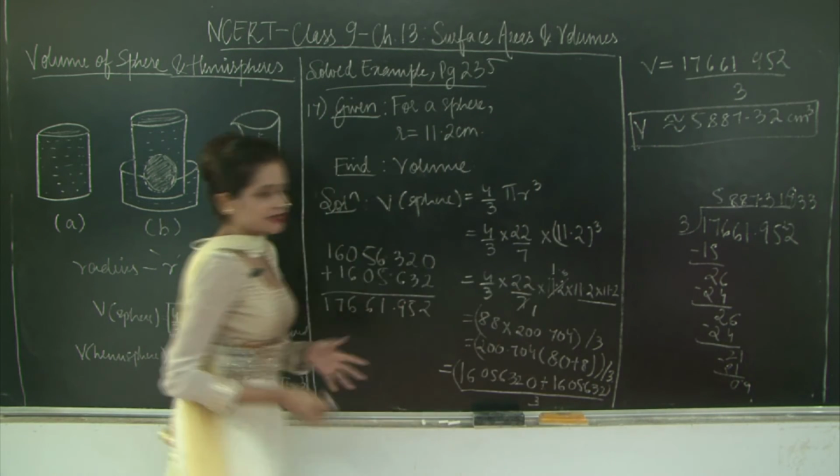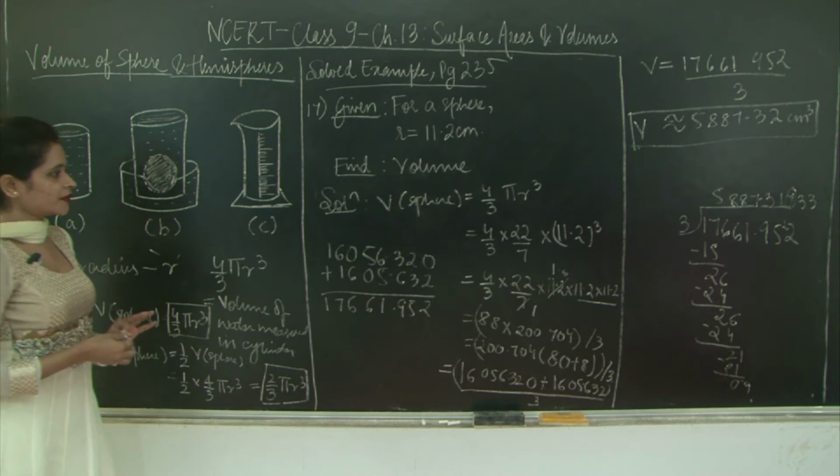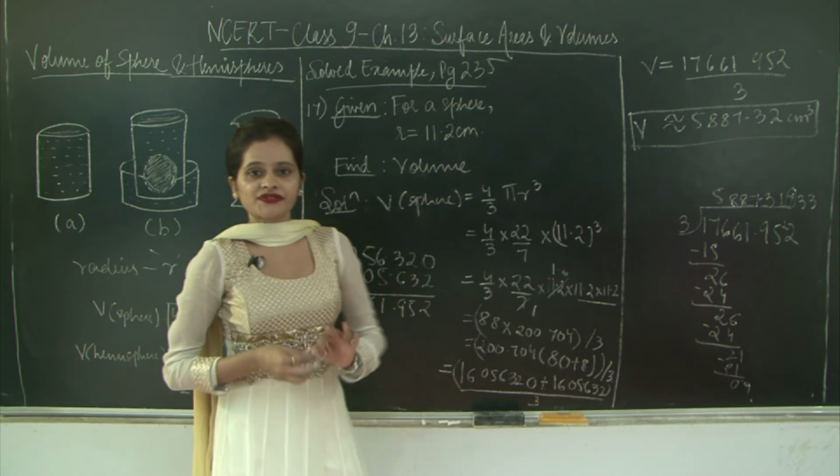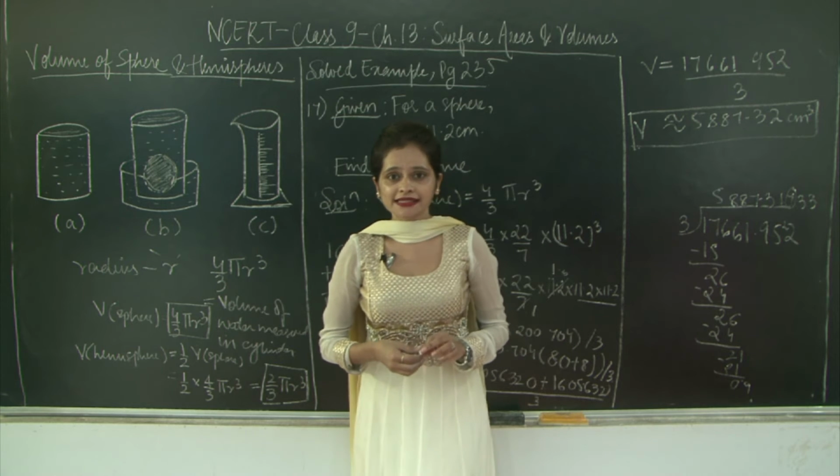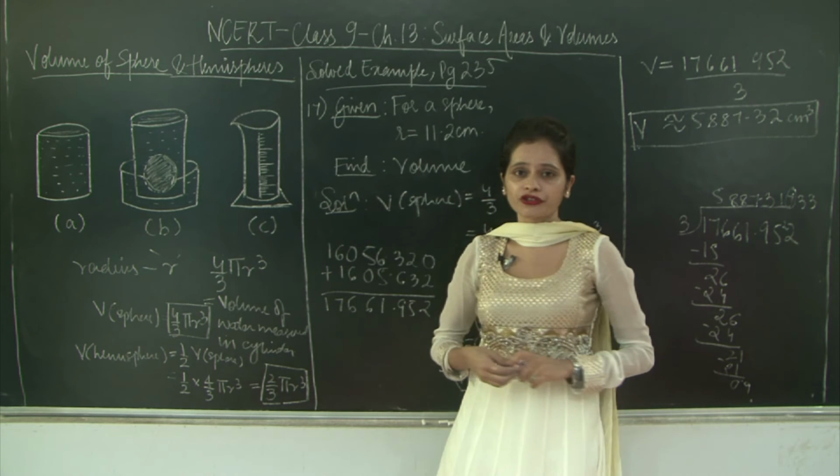So please take a look at the solution. And revising, the volume of a sphere is 4 upon 3 pi r cube, whereas that of a hemisphere is 2 upon 3 pi r cube.